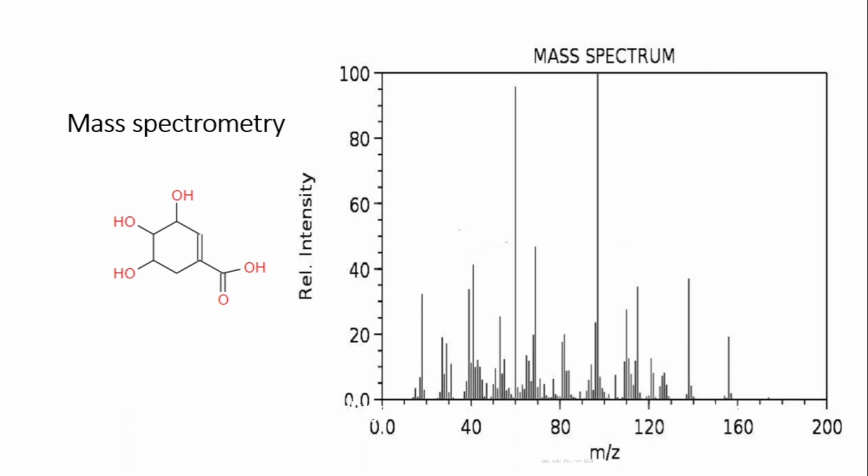In MALDI, shikimic acid is typically mixed with a suitable matrix compound, such as alpha-cyano-4-hydroxycinnamic acid, to enhance ionization. The matrix absorbs laser energy and transfers it to the analyte molecule, promoting desorption and ionization. The resulting ions are then detected and analyzed in the mass spectrometer. That's all from me.